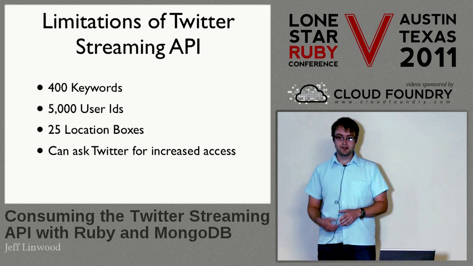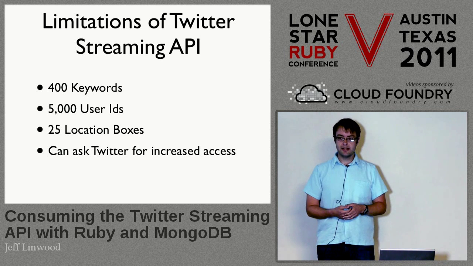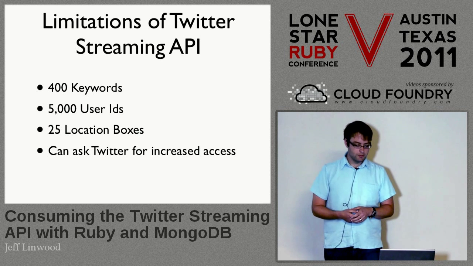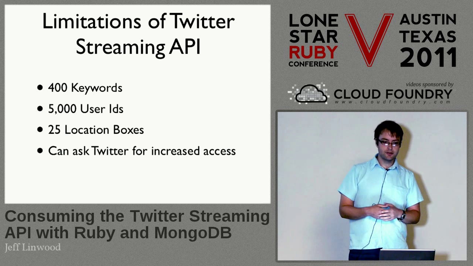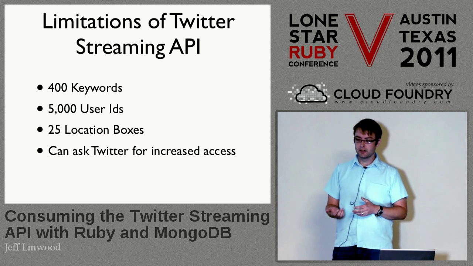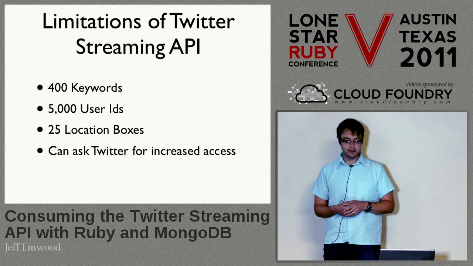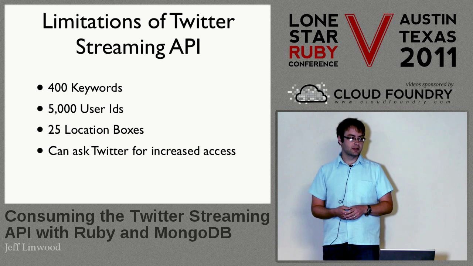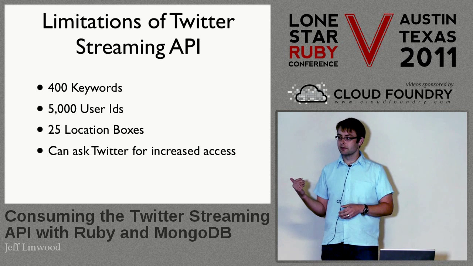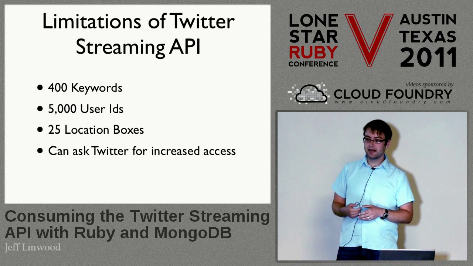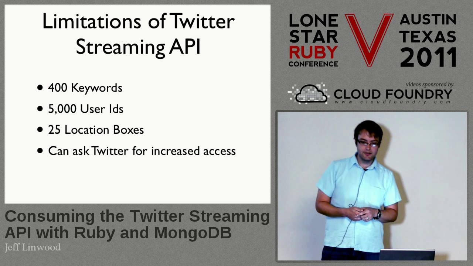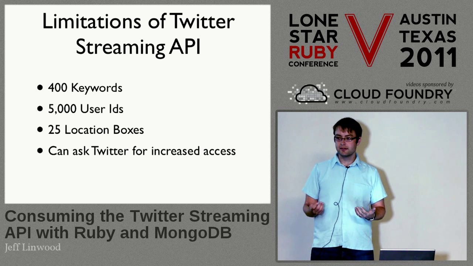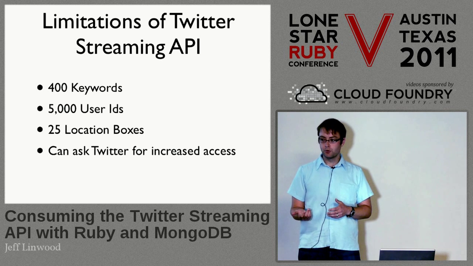So here are some limitations. Out of the box, you don't have to ask Twitter for access to this API. You can just use it. Some of the limitations with that access are that you have 400 keywords that you can follow, 5,000 user IDs, and 25 location boxes. There is additional access. If you're doing something pretty powerful and running into these limitations, you can actually ask them for increased access, and they'll grant it to you. It's in their interest to give you as much access to their tweets up to a certain point.